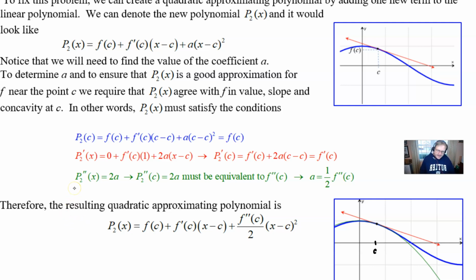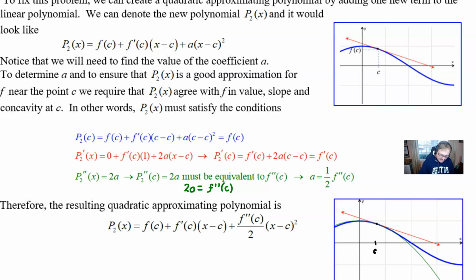Now, take another derivative. Why not? Let's do it. If we take the derivative of what we have up here, the derivative of f of c is 0, the derivative of f prime of c times x minus c is f prime of c, and the derivative of 2a times x minus c is just 2a. Now, I can't really evaluate this at c because there's nothing to plug in, so p2 double prime of c is 2a. But remember, we also need to know that this must be equivalent to f double prime. So if we set 2a equal to f double prime of c, because that has to be true, the concavity aspect has to match, then if we solve for a, we get f double prime of c divided by 2. And that's what's going to go here, you guys.